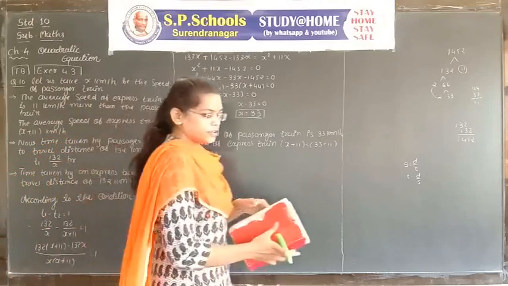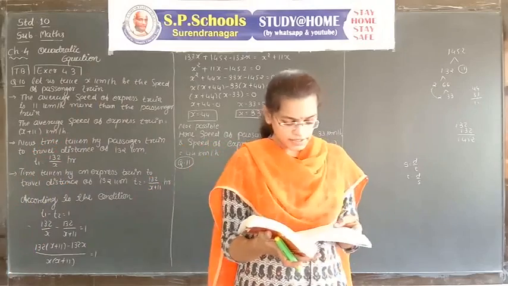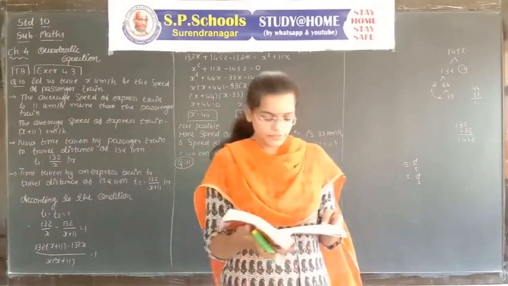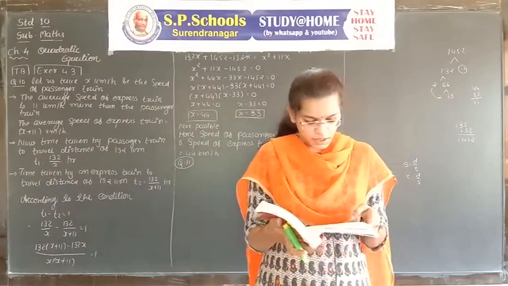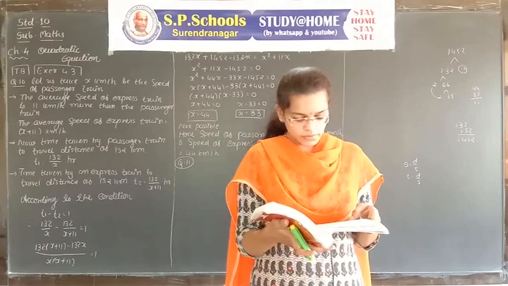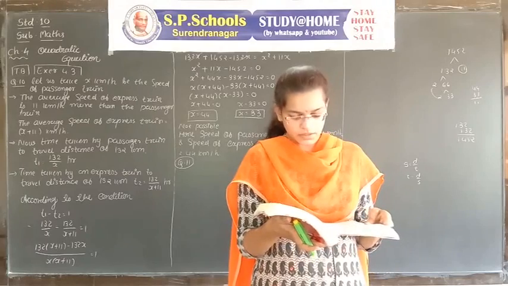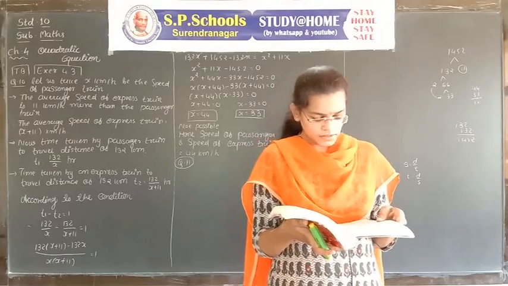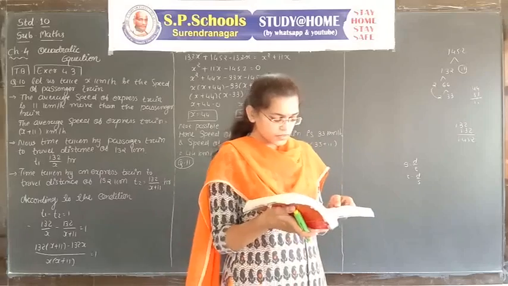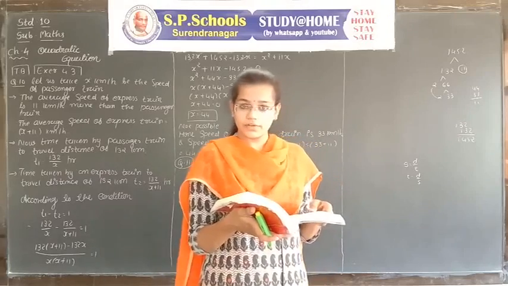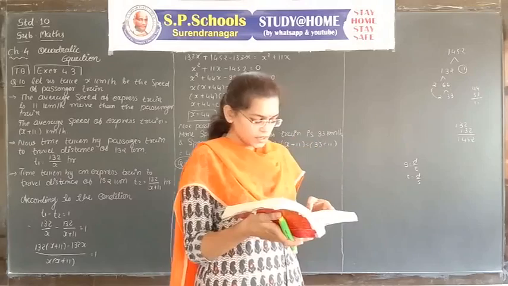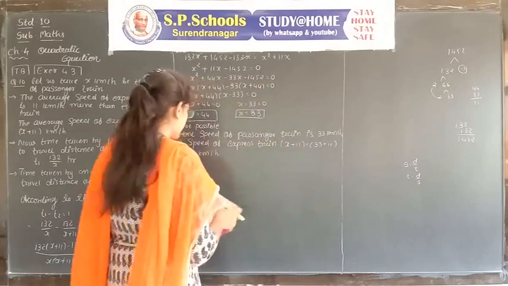Again, the 10th is also important. Let us see the next of our exercise 4.3, the 11th number. Sum of the areas of two squares is 468 meters square. If the difference of their perimeters is 24 meter, find the sides of two squares. The difference is given, one square is smaller and one is larger. So let us take the side of the smaller square, which is x.